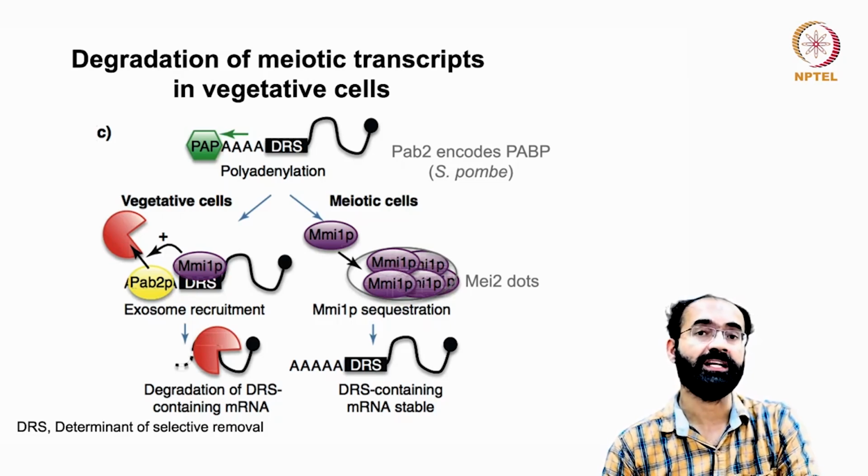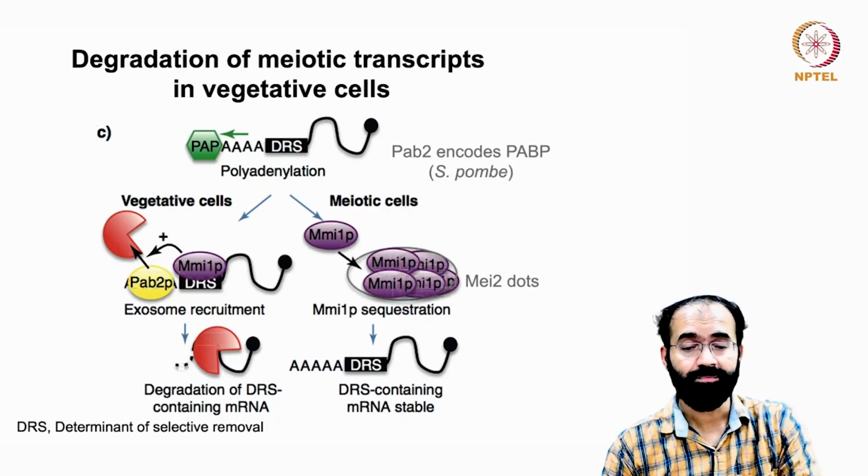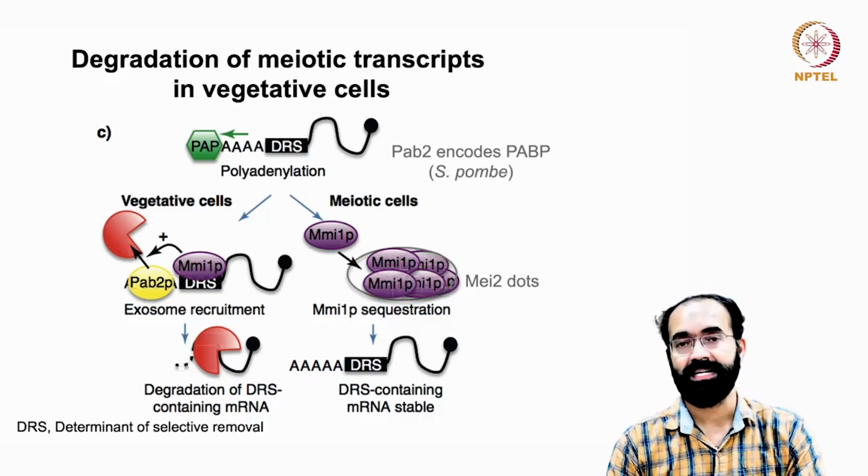In such a situation, you have to cut off the communication of this compound with oxygen, because without oxygen you cannot catch fire. So you use CO2. A similar strategy is being used here. MMI1P is no more available to bind onto the DRS. Because of this, the DRS containing RNA are stable, available, and they will proceed with translation.